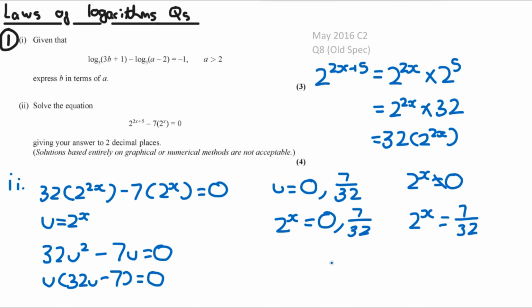And I'm going to do log base 2 of both sides. Do log base 2 of 2 to the power of x is equal to log base 2 of 7 over 32, and I'm just going to write this.